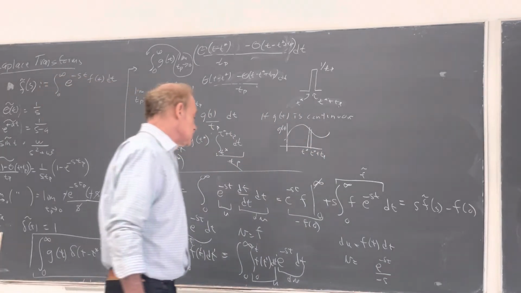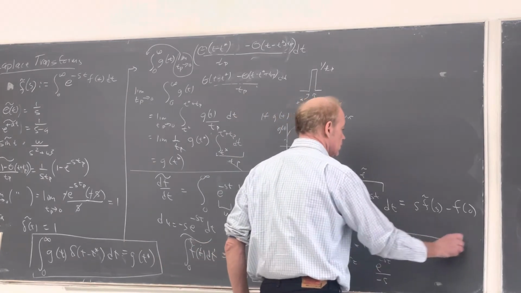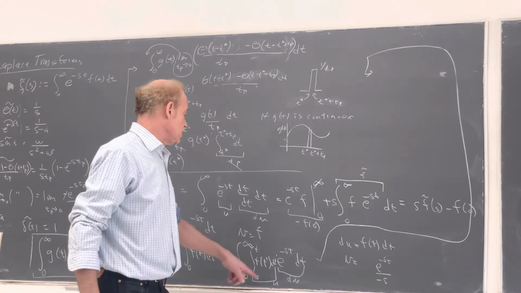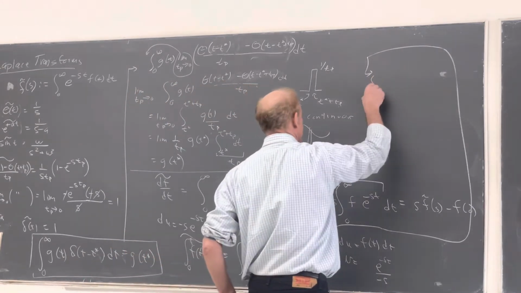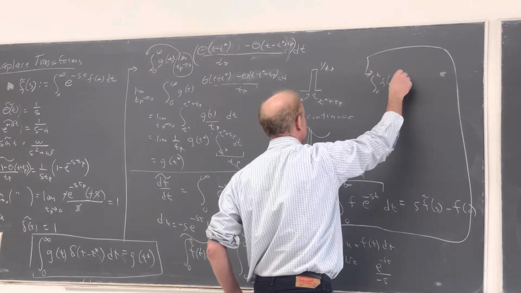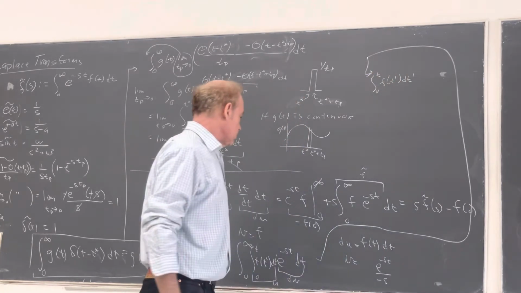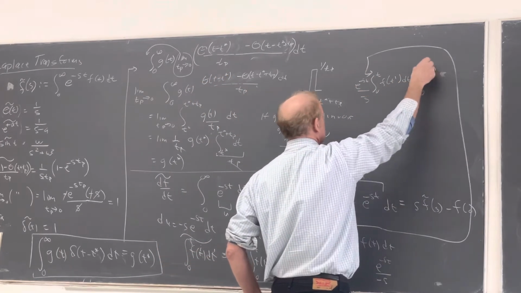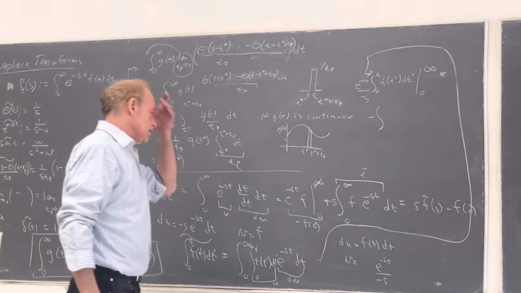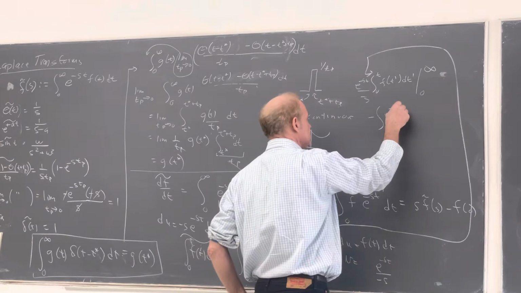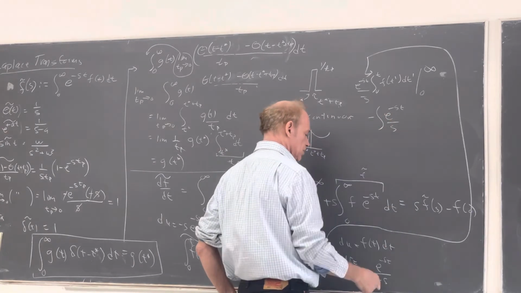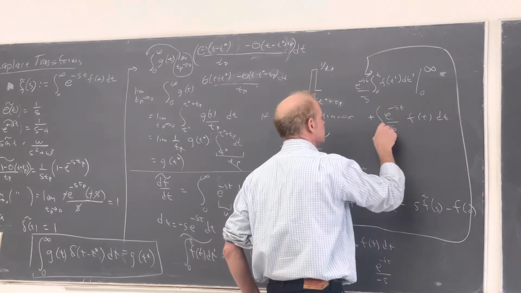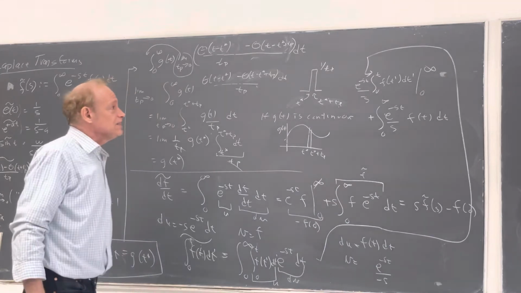So again, this thing is equal to uv. uv is equal to, u is the integral from 0 to t, f of t prime dt prime, times v, e to the minus st over minus s from 0 to infinity, minus the integral of v du. The integral of v du is e to the minus st divided by s, with a plus, times f of t dt, from 0 to infinity.